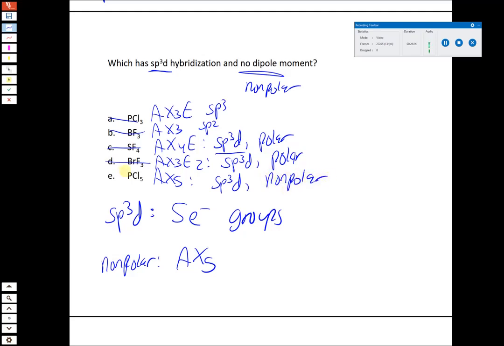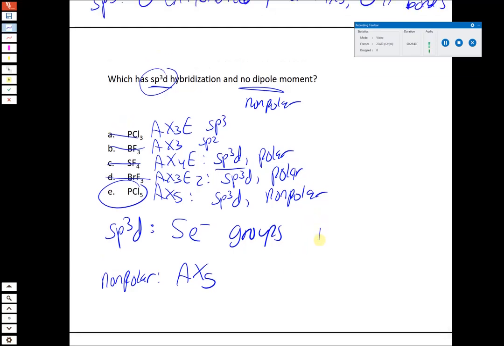Alright, so this one asks us to combine 2 topics and also work backwards. If we give you the hybridization, you can then use that to figure out the number of electron groups. So we use this to figure out that there are 5 electron groups. And then which geometries with 5 electron groups are going to be nonpolar? The only one is AX5. So for 5 electron groups, you have AX5, which is nonpolar. So these would all be sp3d hybridization because they have 5 electron groups. AX4E is polar.